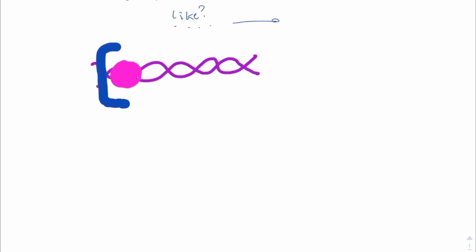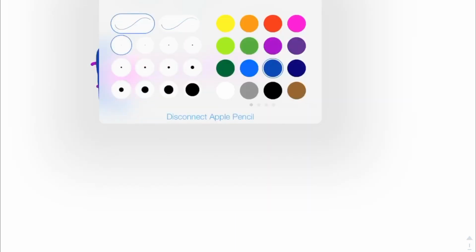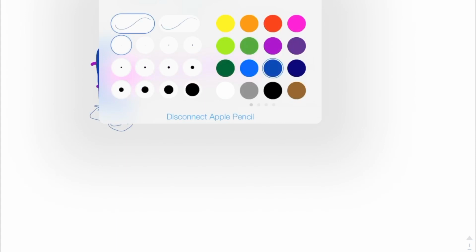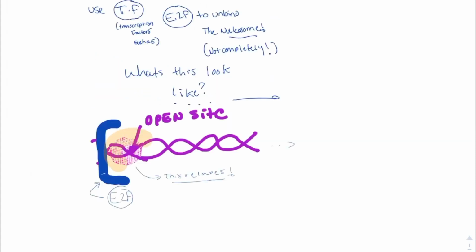Actually, first let me draw my E2F protein. Yeah, my E2F protein, there we go. E2F, right there, cool. So this right here is relaxed after we bind E2F. So let's erase this. The enhancer, the E2F, enhances this. Now, let's blow this up.